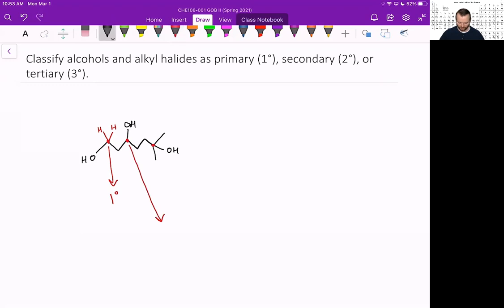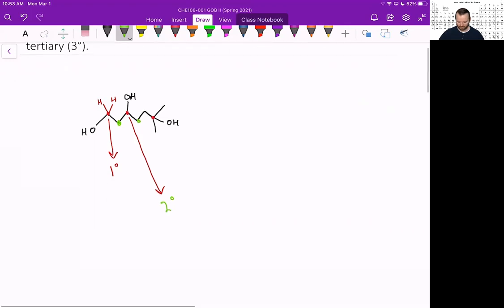That carbon that's bonded to the hydroxyl is connected to 2 carbon atoms. Therefore, that is a secondary alcohol or portion. And then there's 1 implied carbon-hydrogen bond.